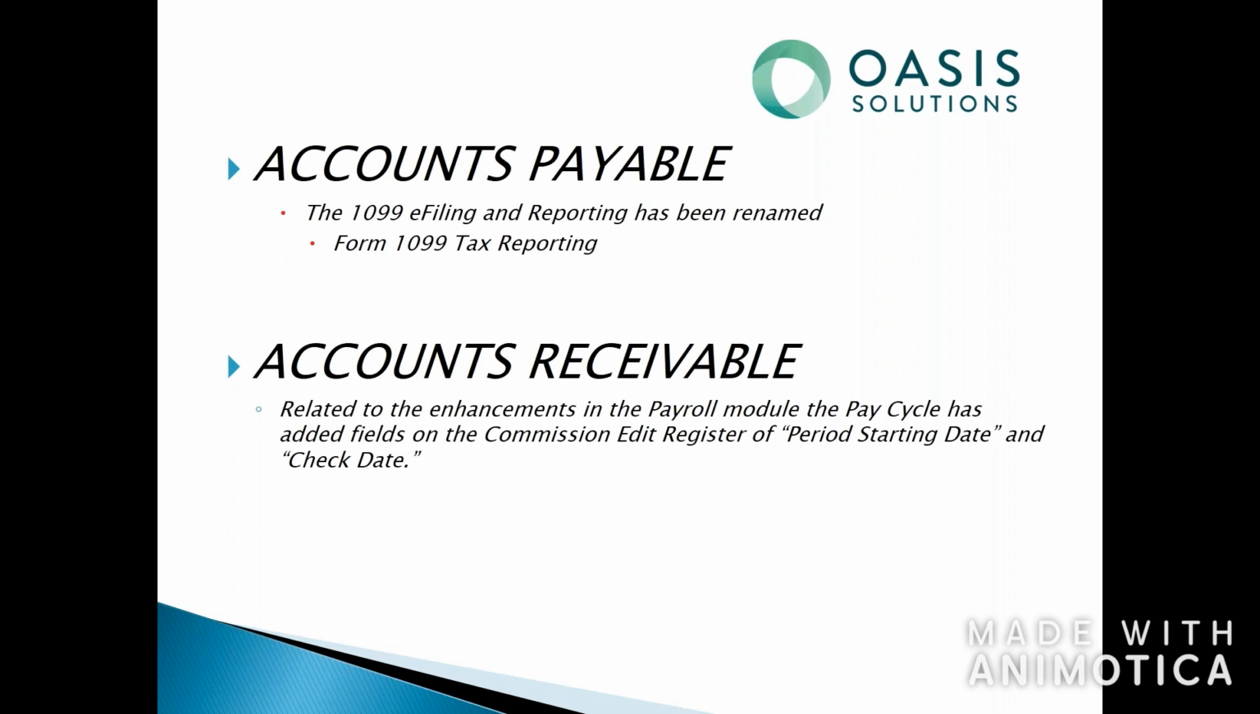In the Accounts Payable module, the only thing that's been changed is that the 1099 e-filing and reporting has been renamed, and it is now called Form 1099 Tax Reporting. In Accounts Receivable, the only changes are those related to payroll, which is the commission edit register. They've added additional fields of period starting date and check date.